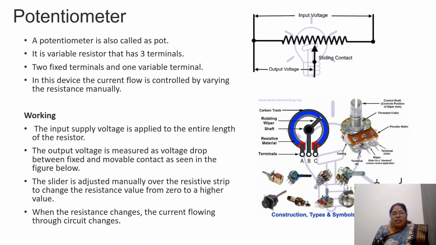And so here we can measure the output voltage. So now the slider is here. When I adjust the slider up to this position, this distance, how much voltage is obtained by using this slider can be calculated and measured from this potentiometer. The slider is adjusted manually over this resistive strip to change the resistance value from 0 to a higher value. Okay, so when the resistance changes, automatically the current in the circuit also changes. From that we can easily calculate the resistance value.